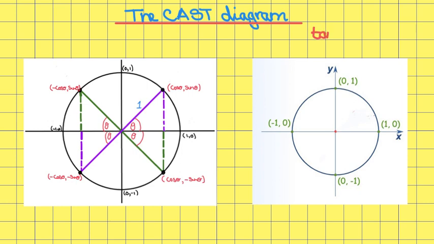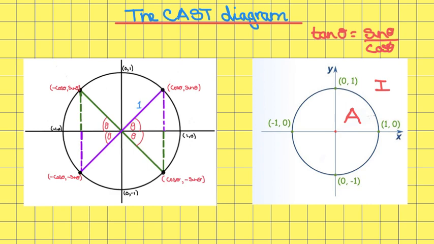Tan theta is equal to sine theta over cos theta. This means in quadrant 1, because both sine and cos are positive, tan theta will also be positive. So that means now in quadrant 1, we know that all of sine, cosine, and tan are positive.